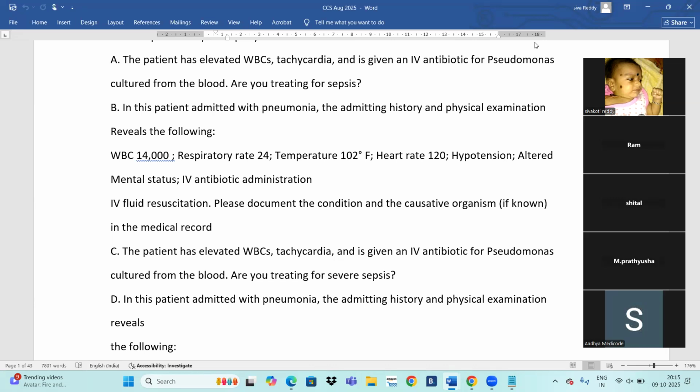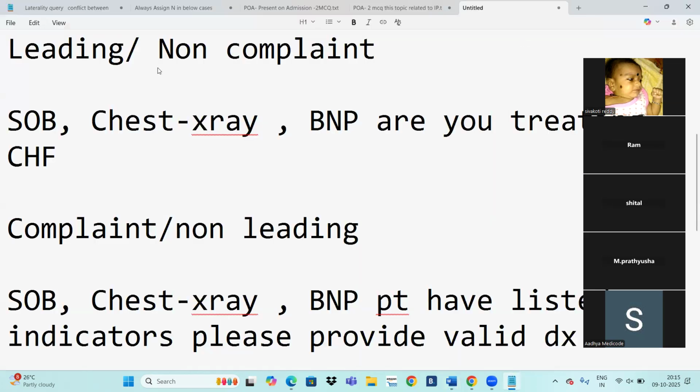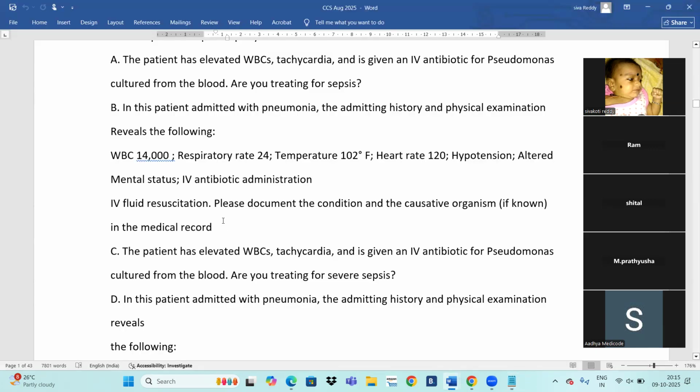Leading, which means non-compliant, correct? Leading, another name should be non-compliant. Leading or non-compliant, compliant or non-leading, same meaning. If they ask which of the examples is a compliant query, we need to find it. Which example is non-compliant, we need to find. Leading, non-compliant; non-leading, compliant, same meaning.